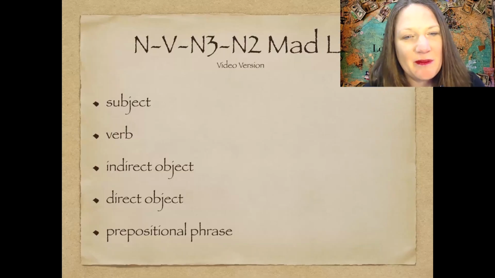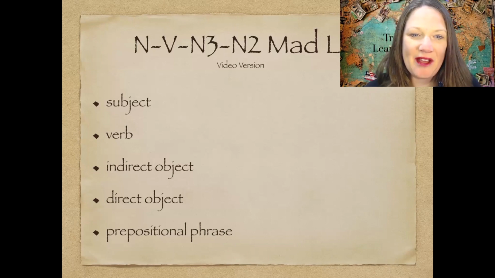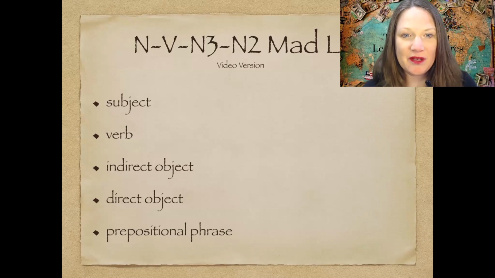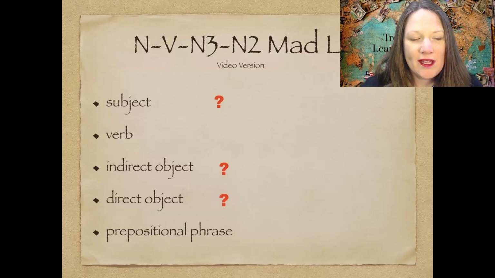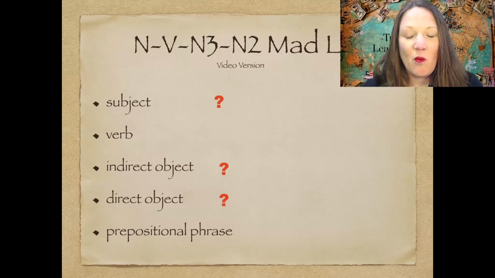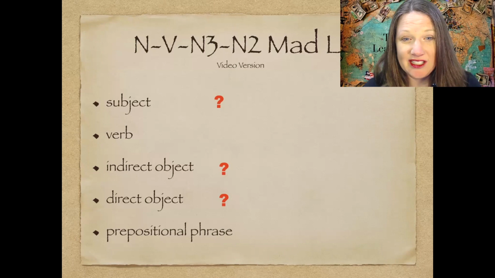Now we are going to play another Mad Lib. This one is on noun, verb, noun 3, noun 2. I hope that you enjoyed the last Mad Lib. You will think of where the question marks are. You need to write down a subject, indirect object, and direct object.